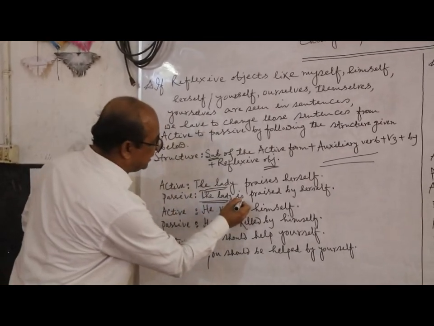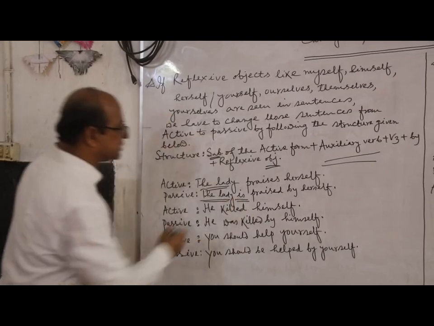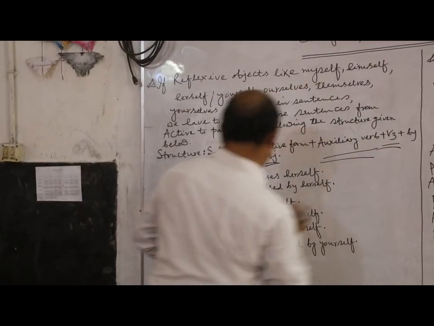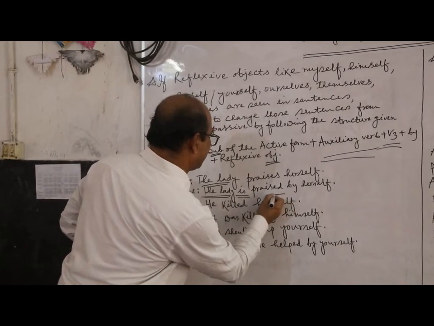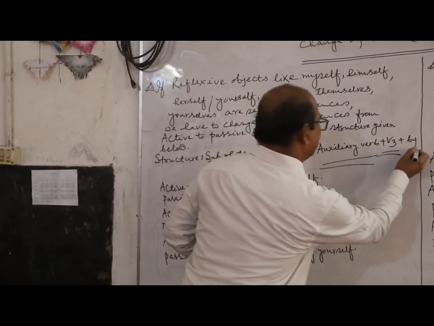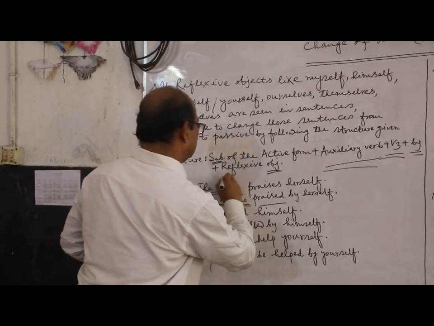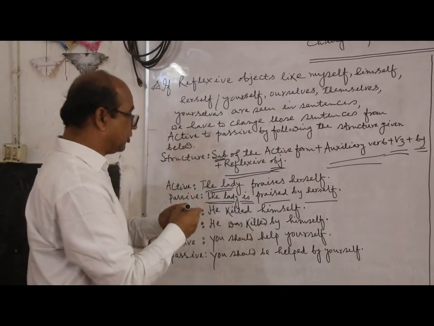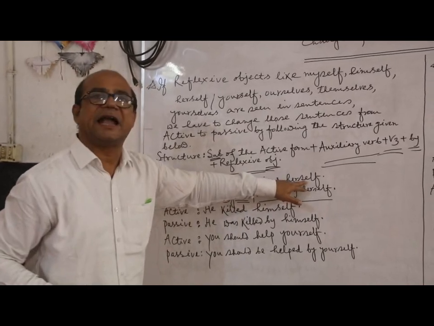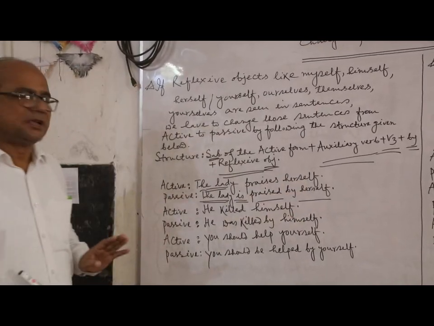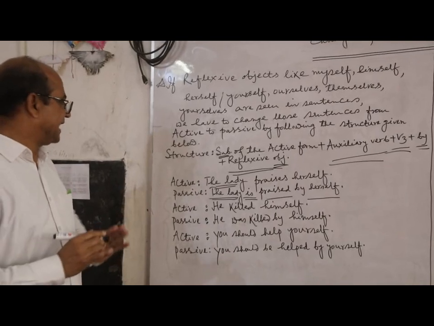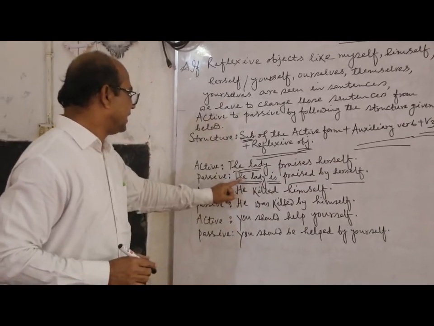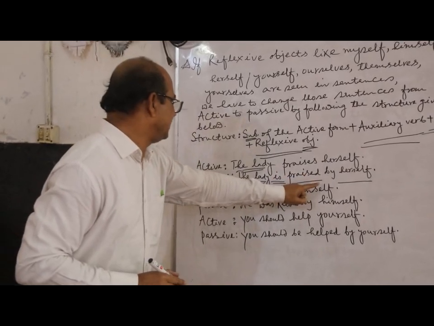Then auxiliary verb, as it is present indefinite tense, subject is third person singular number, as usual I have used here is. Then P3, that means praised. Then by, then the reflexive object the sentence carries, I mean herself. So it is very easy and enjoyable, I think, so far. The lady praises herself. The lady is praised by herself.